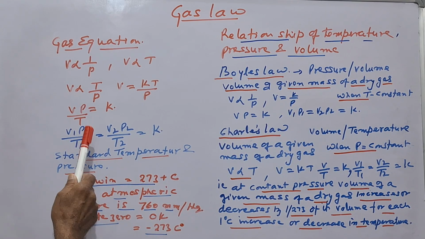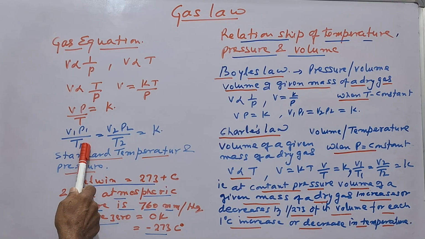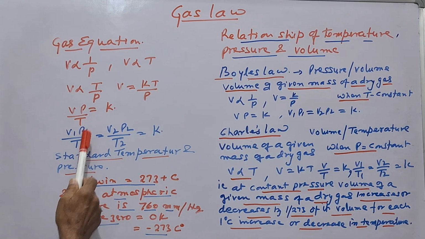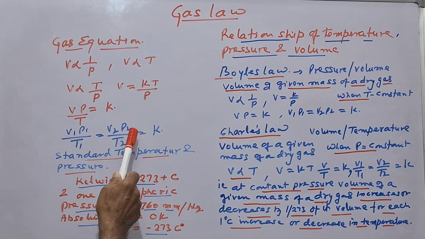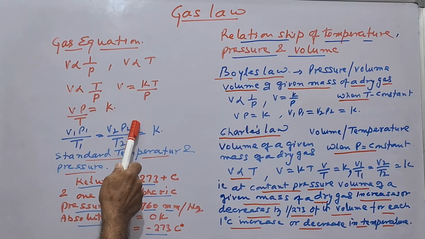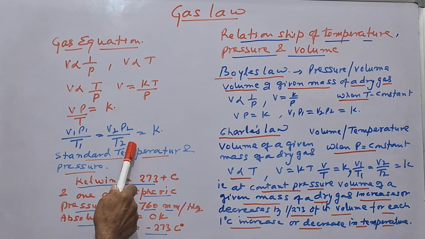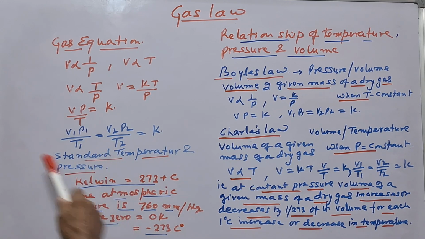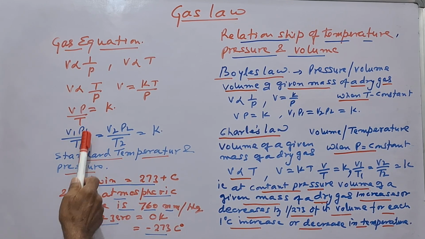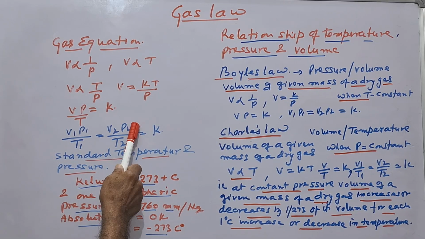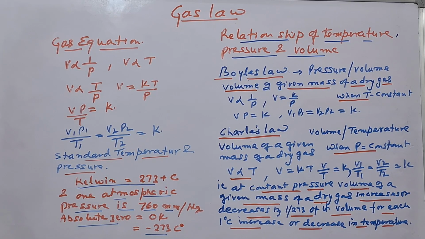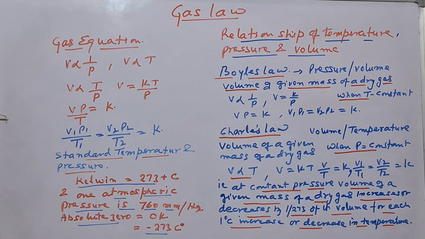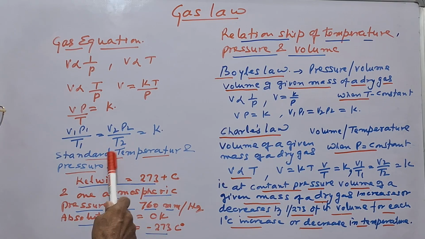So, if at T1 temperature, P1 pressure, volume is V1, then when the pressure changes to P2, temperature changes to T2, then volume becomes V2, it will be a constant value. So this is the gas equation: V1 P1 upon T1 is equal to V2 P2 upon T2, that is a constant. Now all these values of pressure and temperature must be taken at standard temperature and pressure.